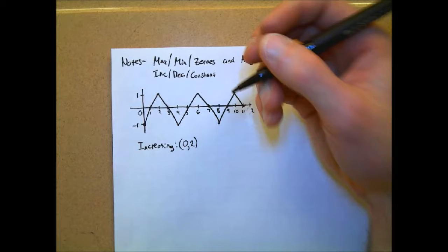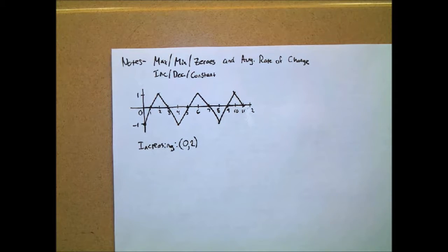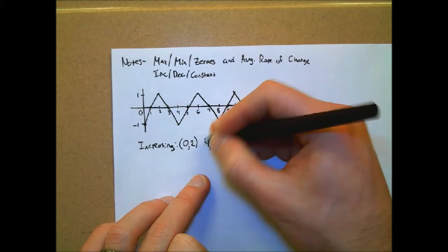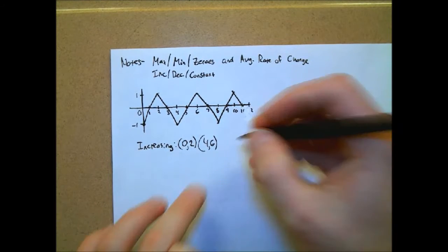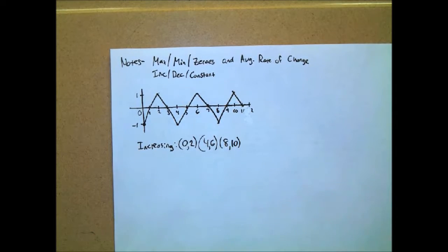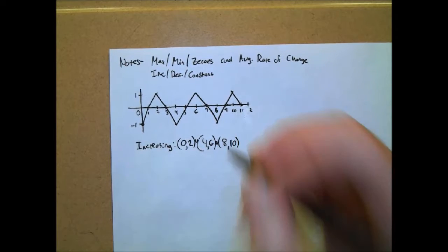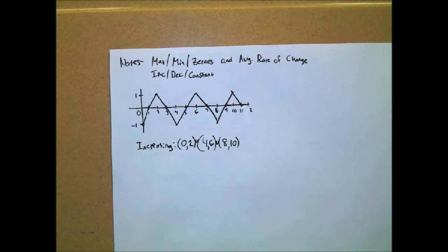Is that the only place where this function is increasing? No. Where else is it increasing? Okay, 4 to 6. Anything else? And then 8 to 10. Now when you have several intervals strung together like this, you want to put U's between them. A U stands for union; we're joining them together to describe the different intervals there.